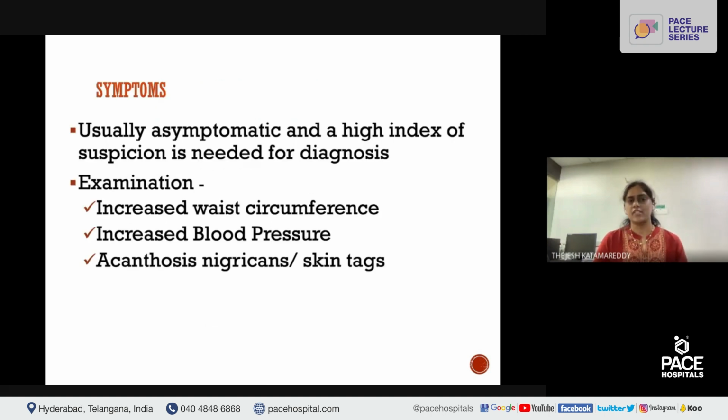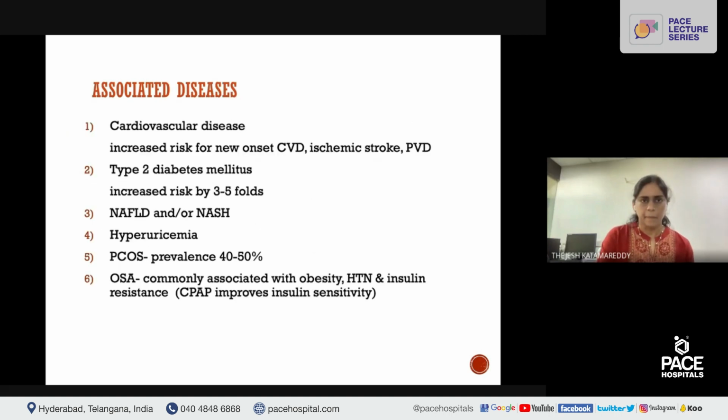Then coming to symptoms, as such, there are no symptoms. The patient is usually asymptomatic, and we need to have a high grade of suspicion when we check a patient with increased waist circumference, increased blood pressure, or acanthosis nigricans. The associated diseases with metabolic syndrome are, as I already told, increased risk of cardiovascular disease, stroke, and peripheral vascular disease also. There is a 3 to 5-fold increase in diabetes. It is associated with non-alcoholic fatty liver disease, hyperuricemia, PCOS, and obstructive sleep apnea.